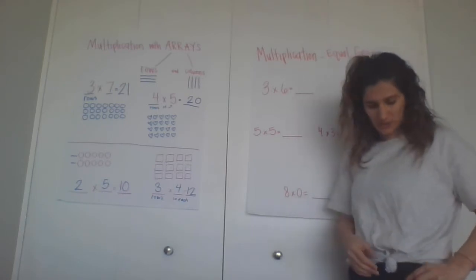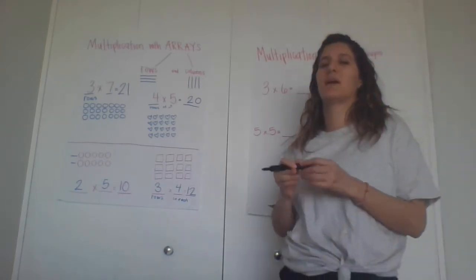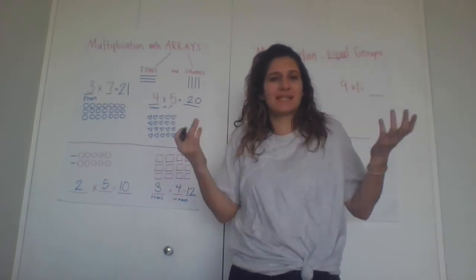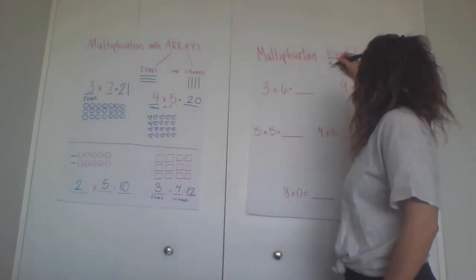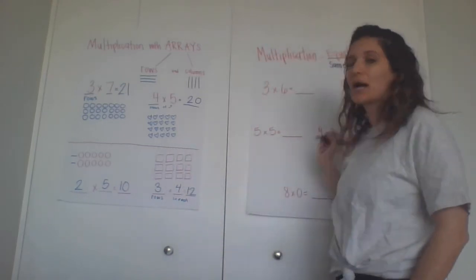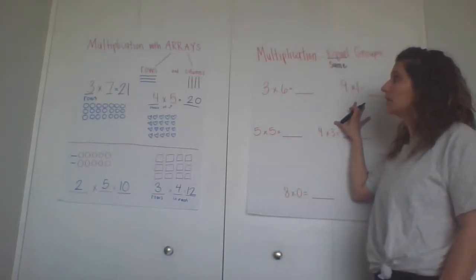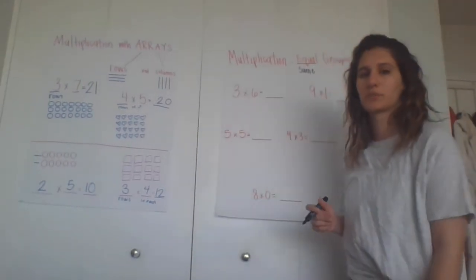So what I mean when I say equal groups, equal. What do you think that word means? Equal. It means the same, right? Everyone has the same. So when we make equal groups, we're making groups that have the same amount in them, okay? Groups with the same amount. So I'm going to show you what I mean by multiplication with equal groups.